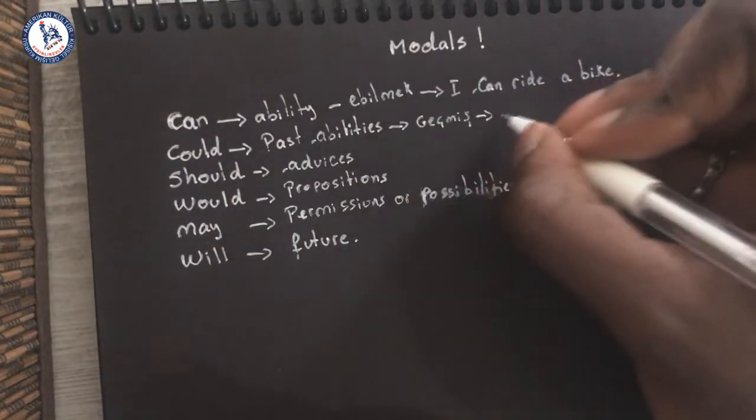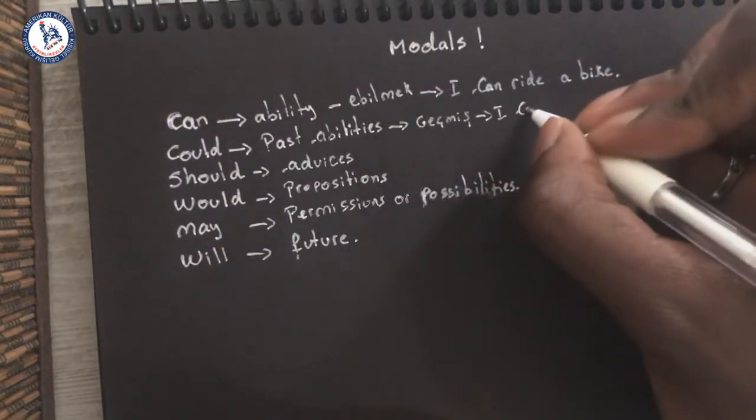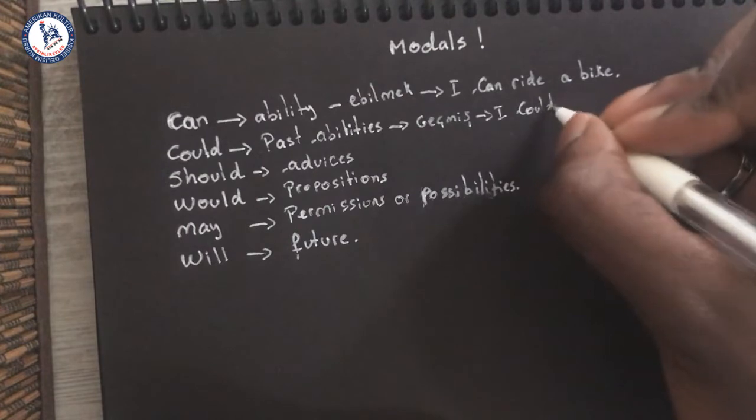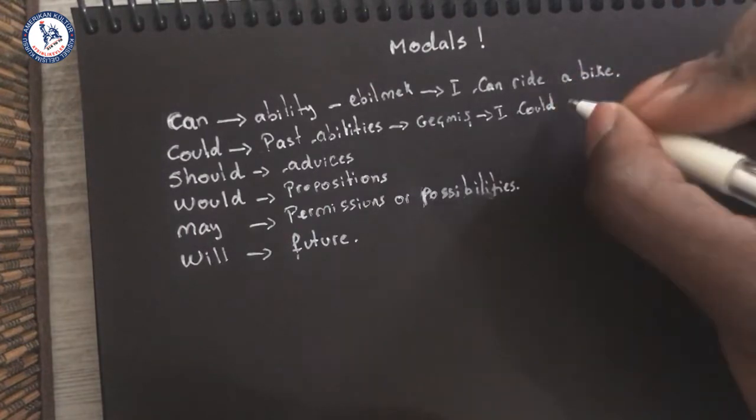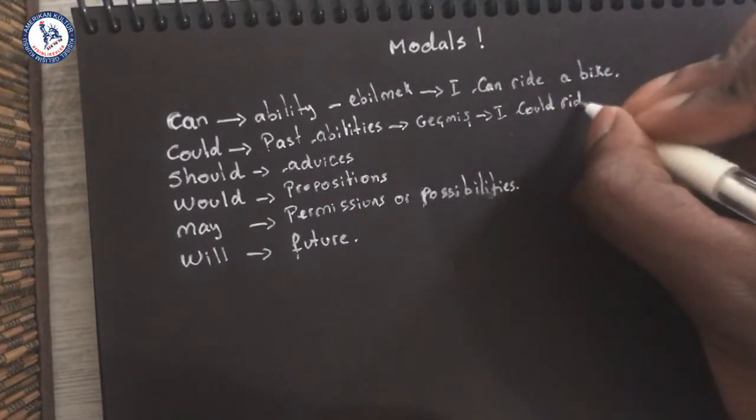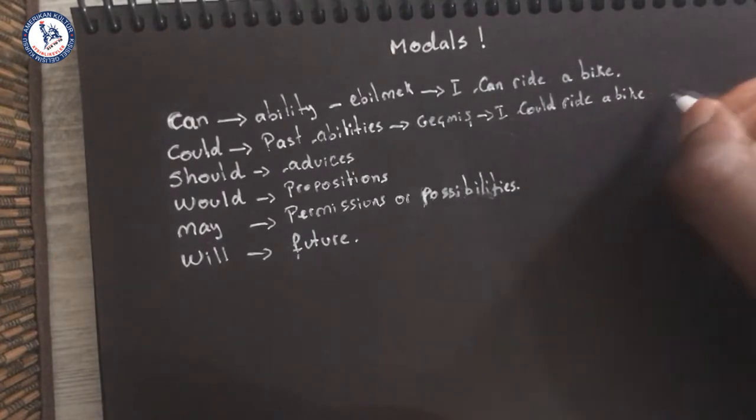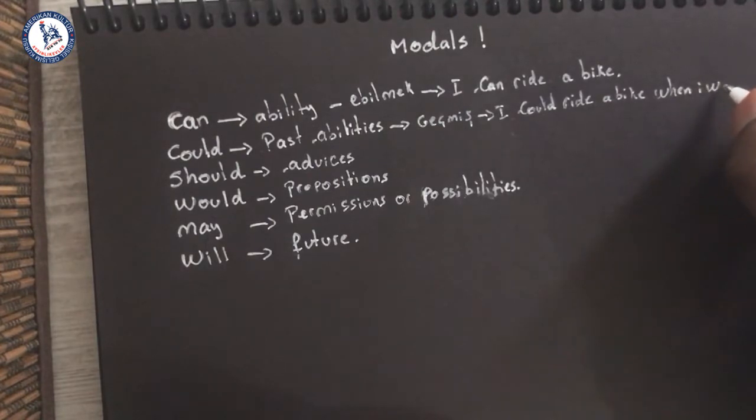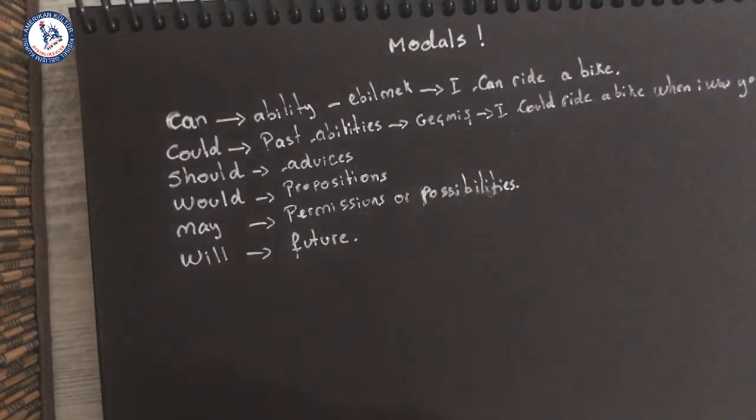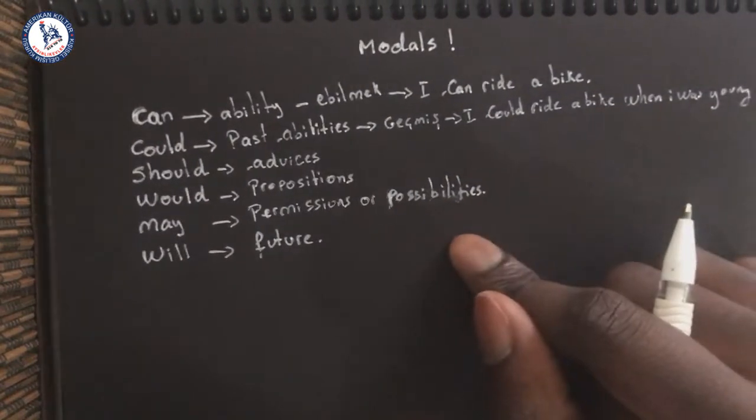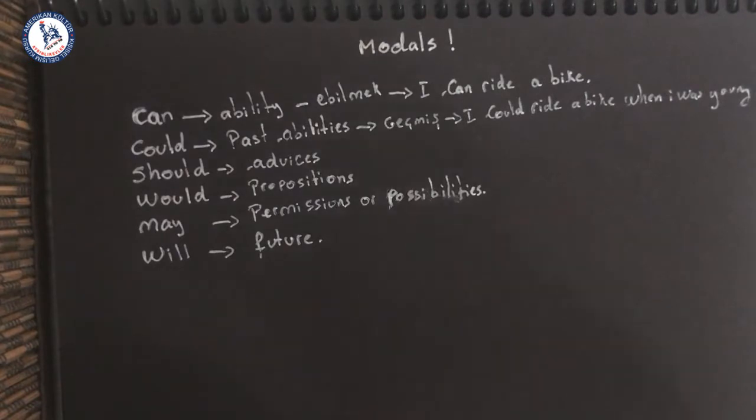For example, I could ride a bike when I was young. It means not now, but it means before.